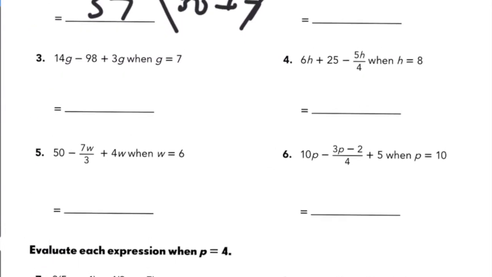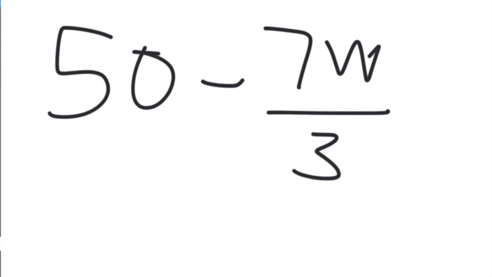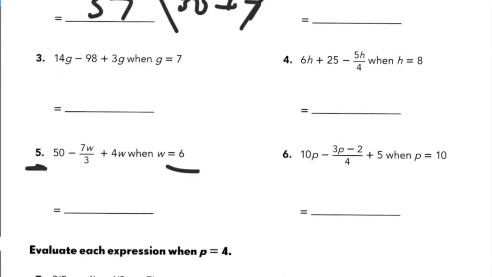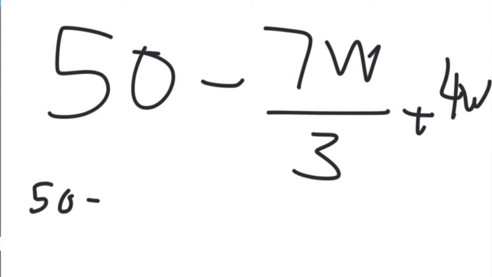Okay, so number 5 says W is 6. So let me rewrite this on another page. It says 50 minus 7W over 3, let me just double check that, plus 4W. Okay, so we're going to stick 6 in there for W. So we're going to write 50 minus 7 times 6 over 3 plus 4 times 6.